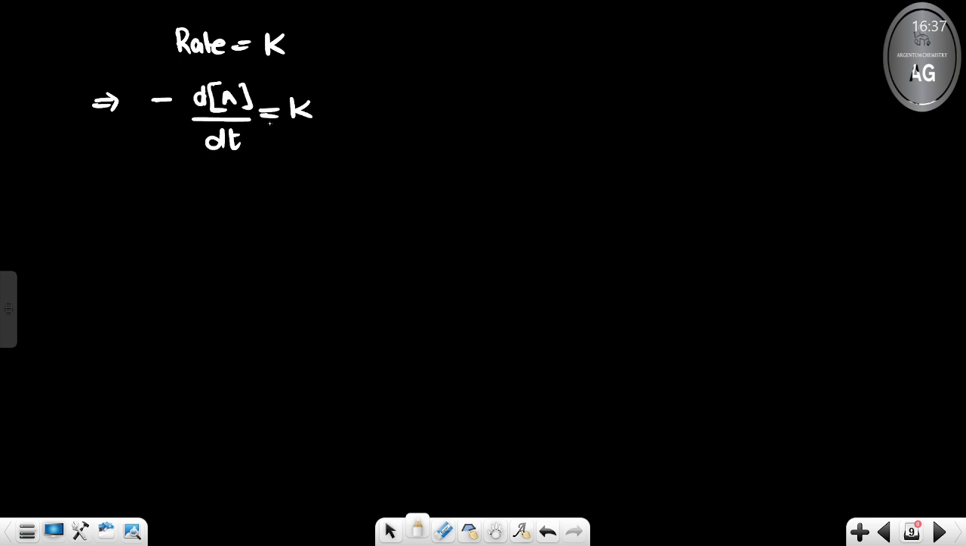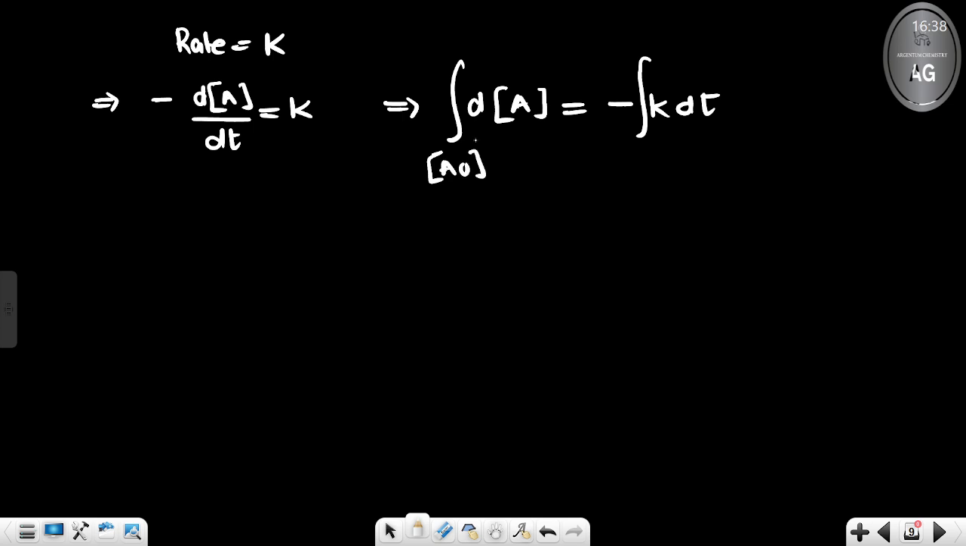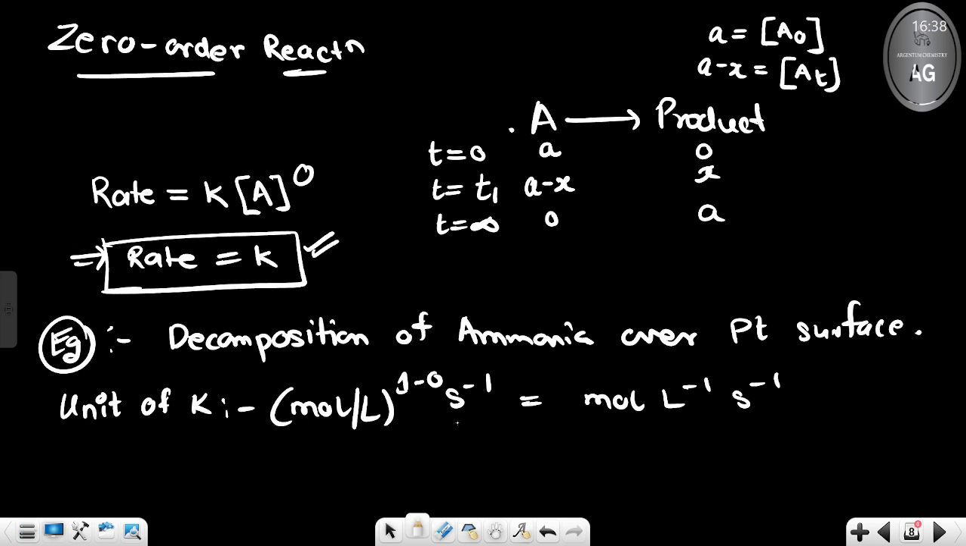So minus d[A]/dt equals K. Can I write this as d[A] equals minus K dt? Now if you have learned a little bit of integration, I can do a definite integration. Integration from A0 to At on one side, and from 0 to t on the other, from time 0 to time t. Let's remove the T1, otherwise you will get confused. It is time t.